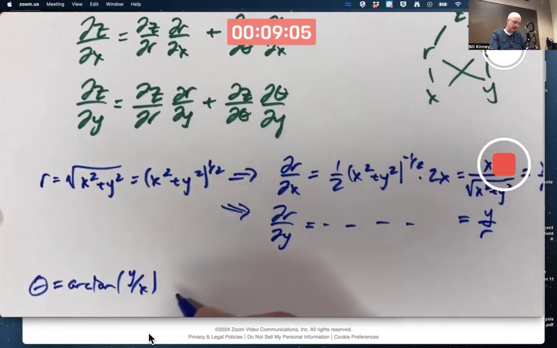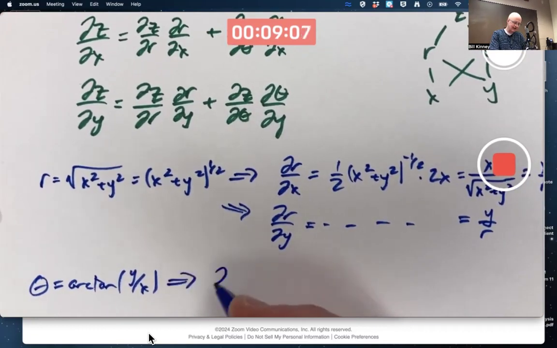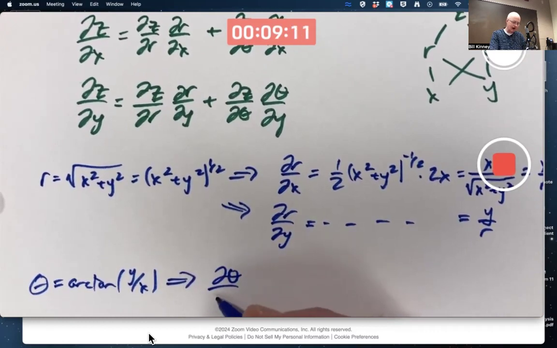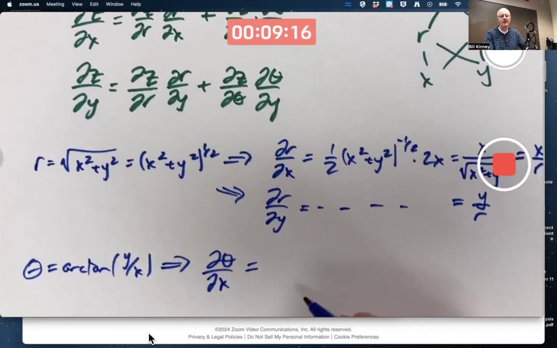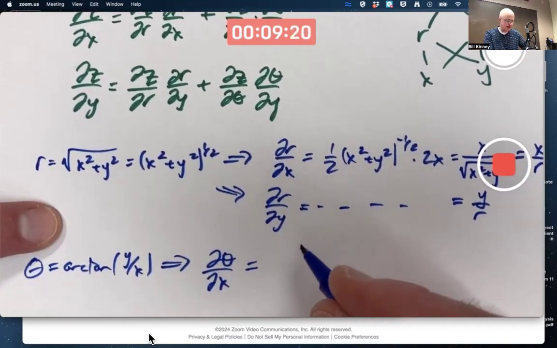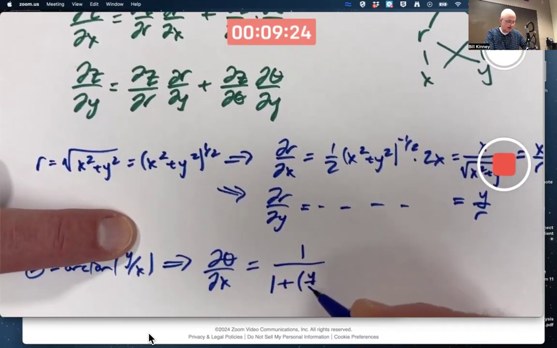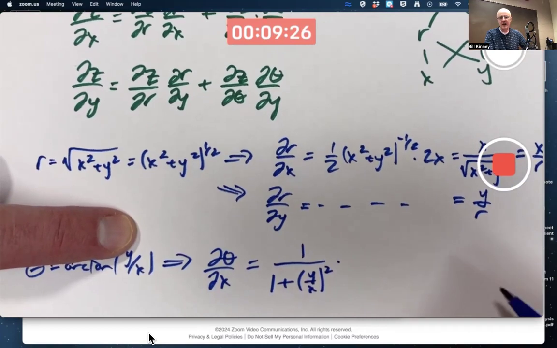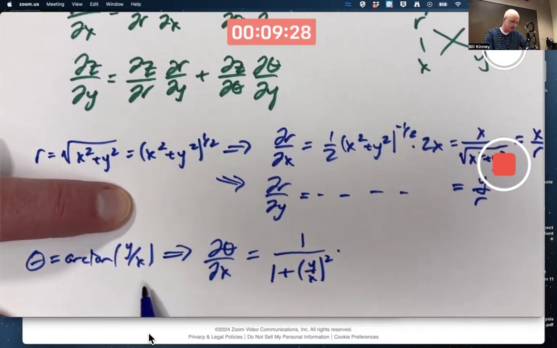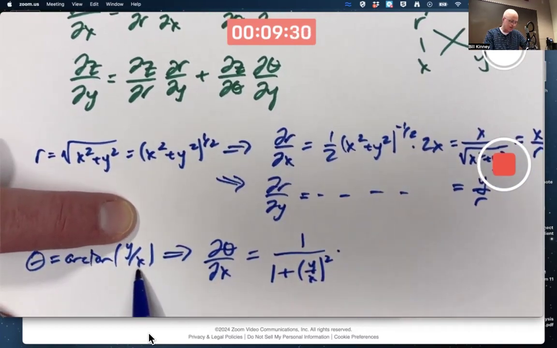Oh, I got to take the derivative of arctangent, I guess. Derivative with respect to y looks a little easier, but let's do it with respect to x first. I need the chain rule. Derivative of arctangent is 1 over 1 plus whatever's inside there squared. But then from the chain rule, I need to multiply that times the derivative of y over x with respect to x.